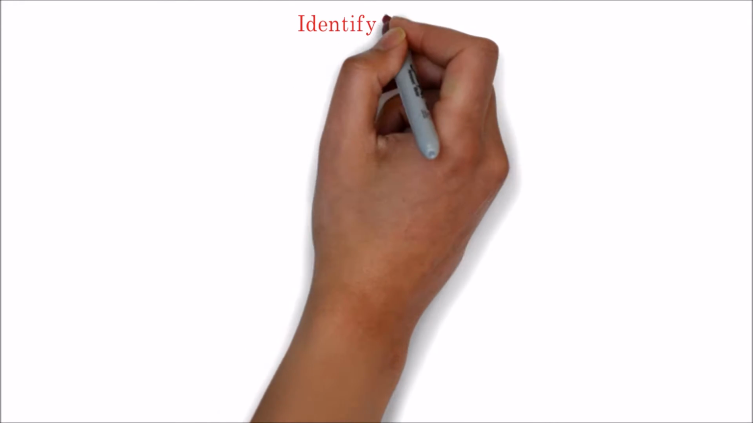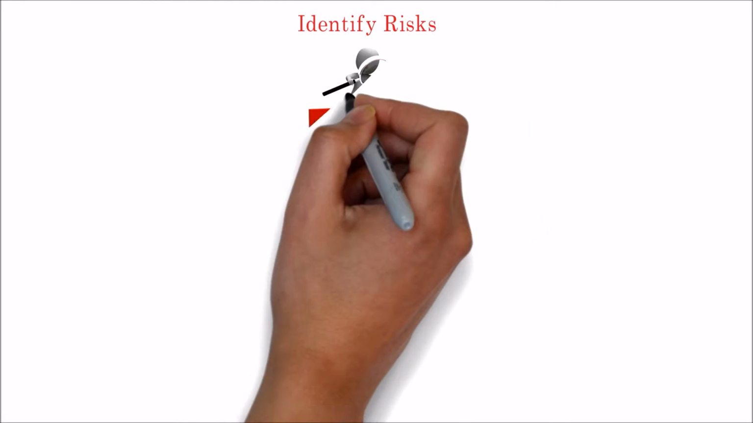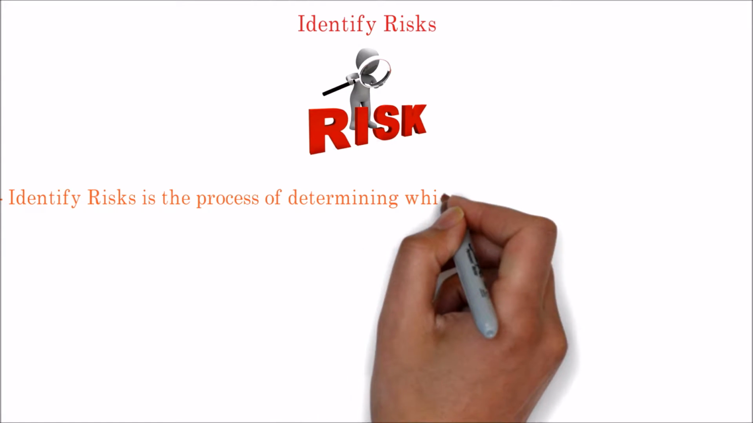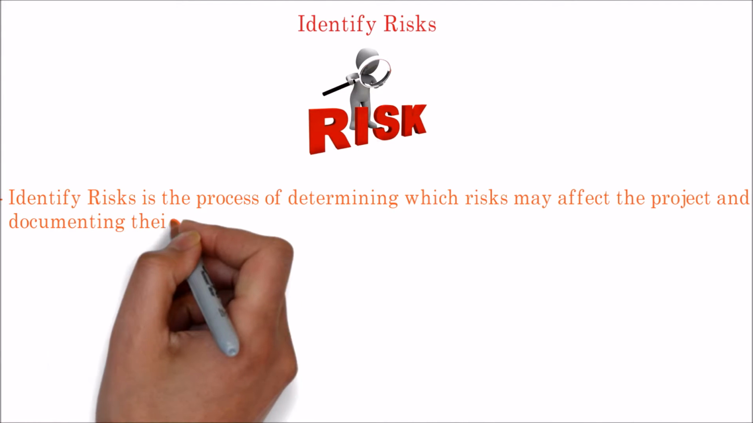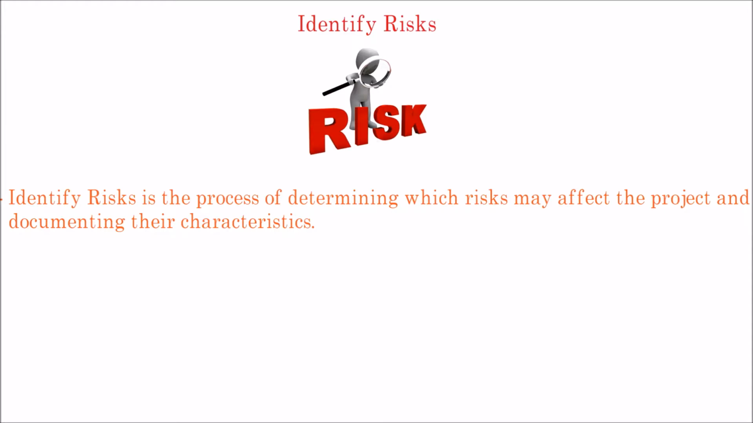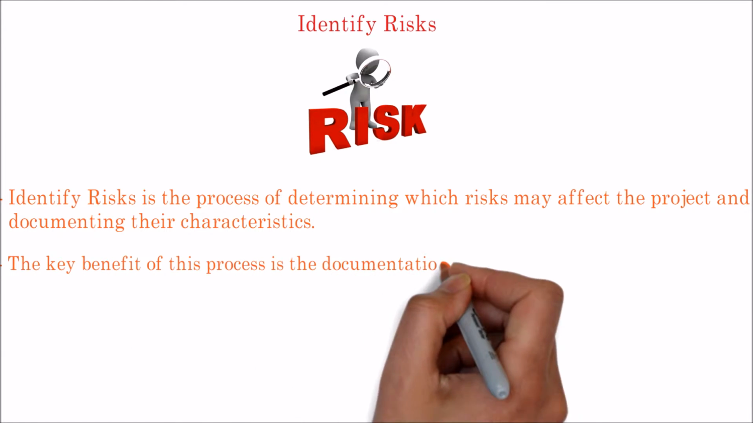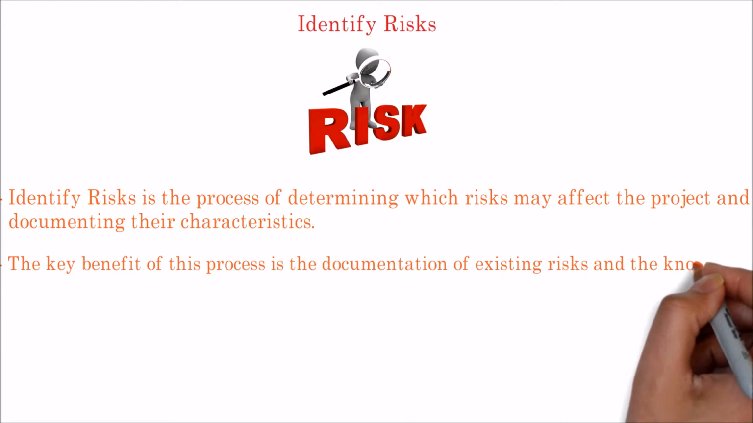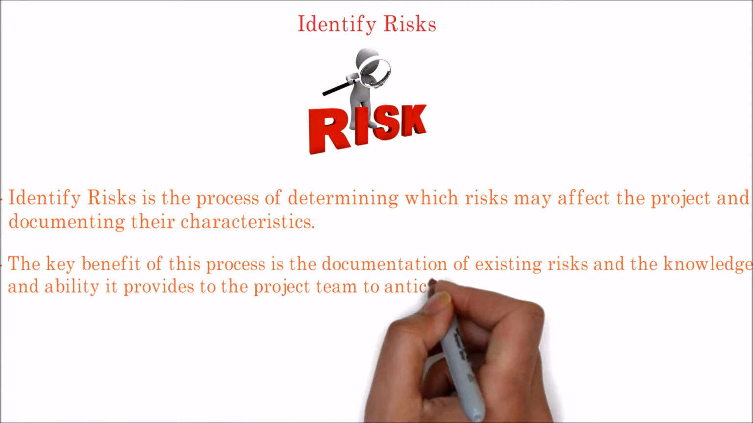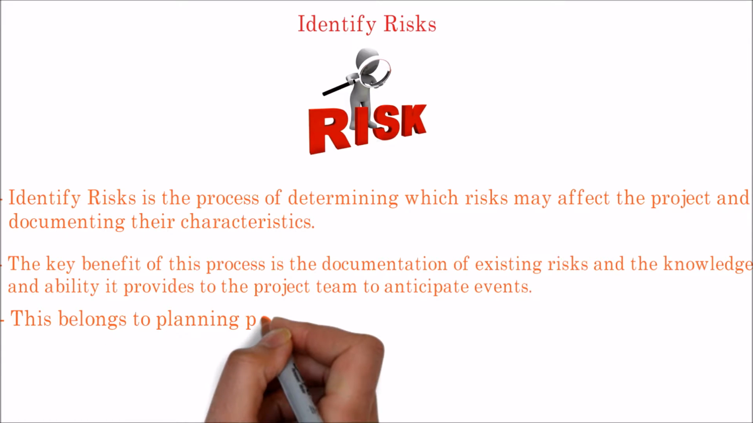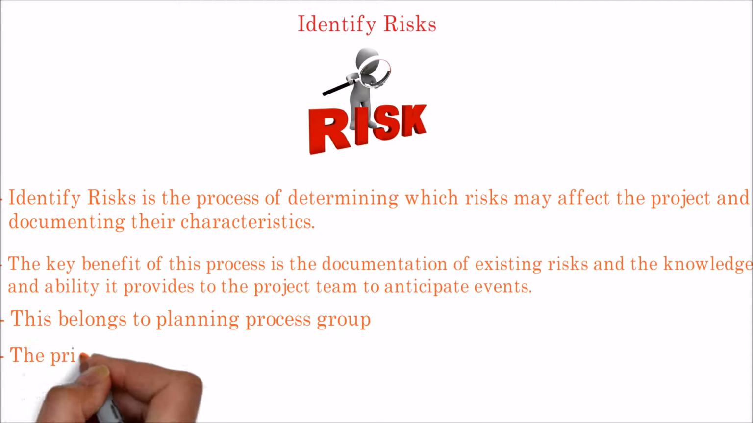Let's learn about the Identify Risks process in this video. Identify Risks is the process of determining which risks may affect the project and documenting their characteristics. The key benefit of this process is the documentation of existing risks, and the knowledge and ability it provides to the project team to anticipate events. This belongs to the Planning Process Group.